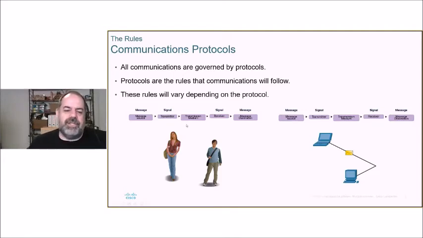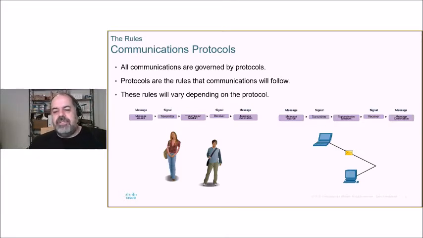Basically they're comparing a human conversation with a computer conversation. The message source is the female speaker. What's the transmitter? Well, it's her voice box. The transmission medium is the air, so the sound waves travel through the air. The receiver is the man's ears, and the destination is the brain, so they need to translate those sounds into a message that they can understand.